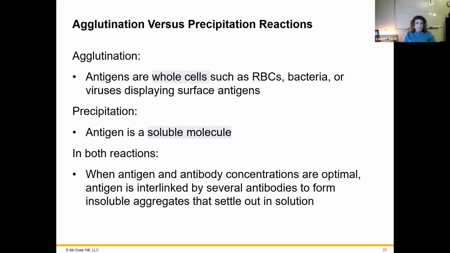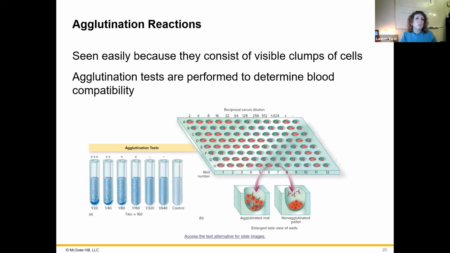So for either of these, we have antigen antibody concentration needing to be optimal, allowing antigen to be interlinked by several antibodies to form that clumping. Otherwise, if there's not enough of that ratio between the two, you're not going to see the clumping, and it won't be very useful as a result. So it's not super sensitive that way, because it won't pick up every single antibody or every single antigen that could be present.